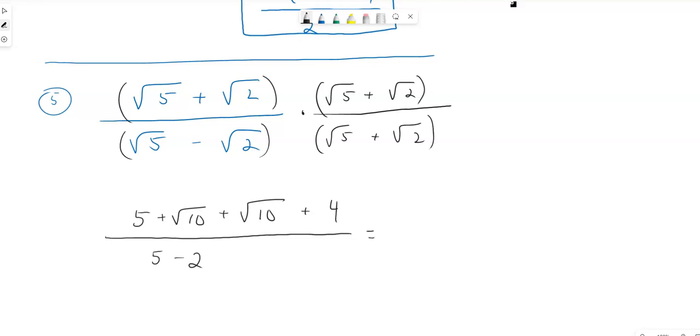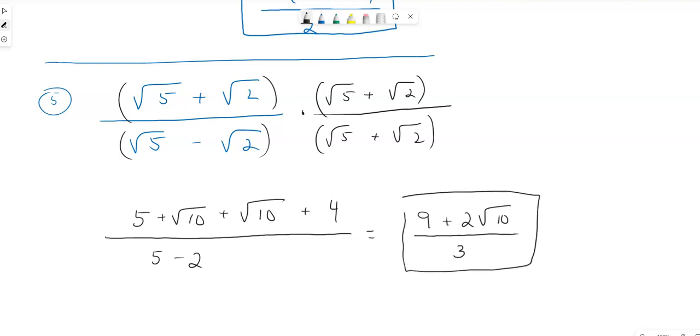Keep going. On the top, 5 plus 2 is 7, plus 2 square root of 10s. On the bottom, 5 minus 2 is 3. Now, if there were common factors that I could take out outside the radical, or if there are radicals that simplified, I would go further. I can't because there's no common factors between a 7, a 2, and a 3.